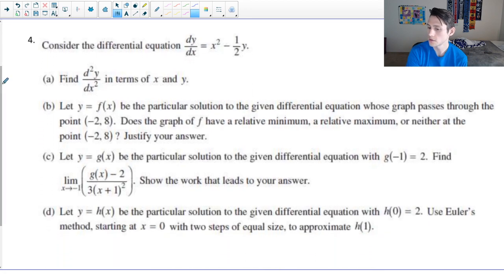Number 4. Consider the differential equation dy/dx equals x squared minus 1/2 y. Part A: find the second derivative. This question is very similar.